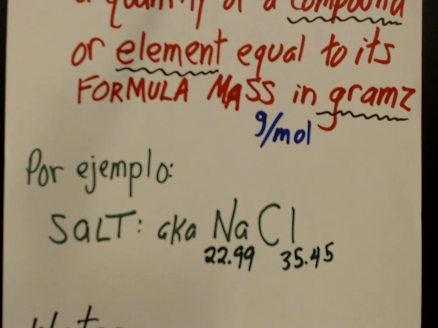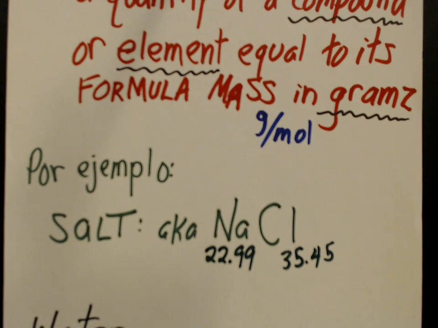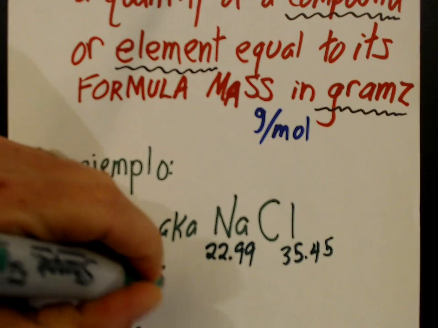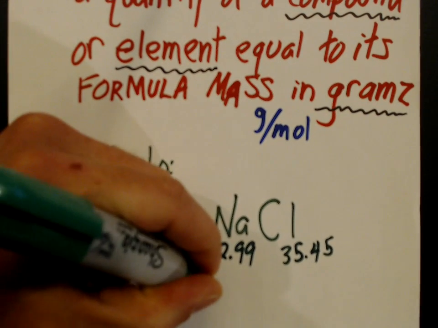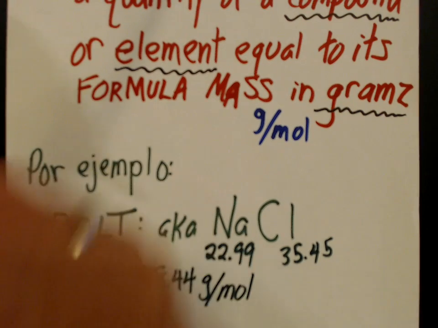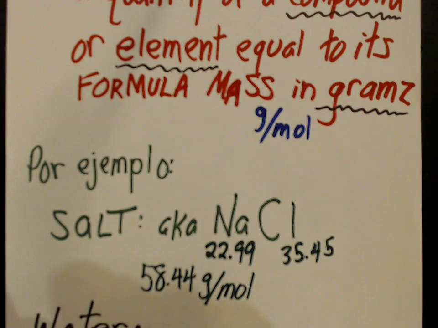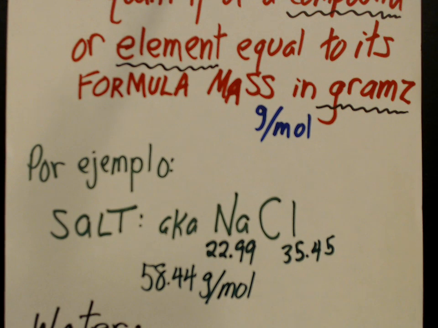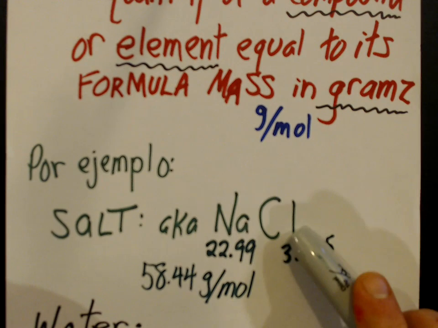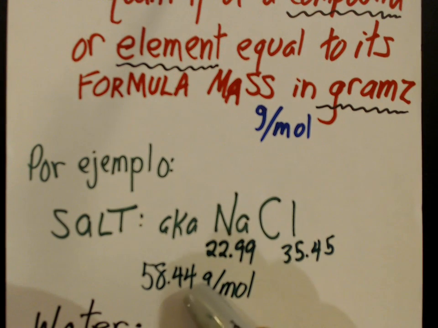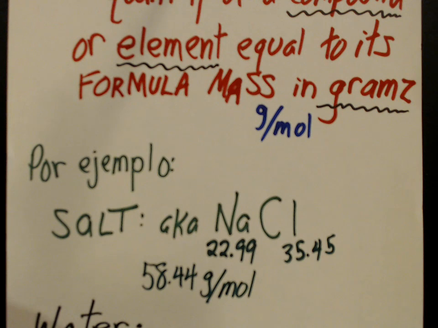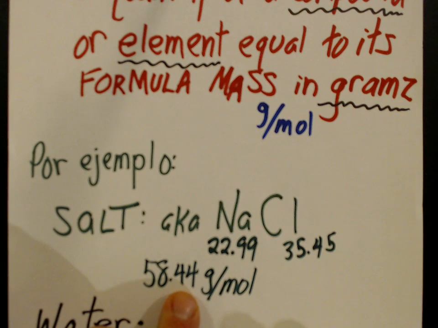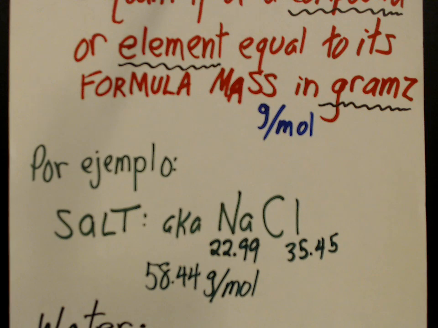Let's add 22.99 plus 35.45. And what do we get? We get 58.44 grams per mole. 58.44 grams per mole is the formula mass of our friend sodium chloride, but what does that really mean? That means that 1 mole of sodium chloride weighs 58.44 grams. 58.44 grams of sodium chloride is the same as 1 mole of sodium chloride.